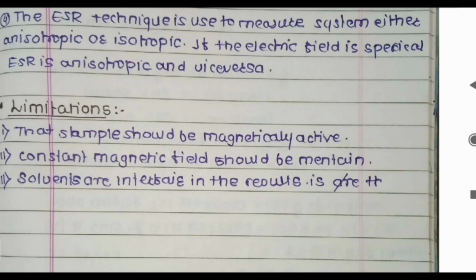And the solvents generally give inferior results. Once we are using various solvents, there might be a possibility that the solvents are magnetically active, and there might be interaction of the solvent with the sample, and overall we get an ESR spectrum due to the combination of magnetic field interaction between sample and solvent. Okay. So these are certain limitations for ESR spectrometry.